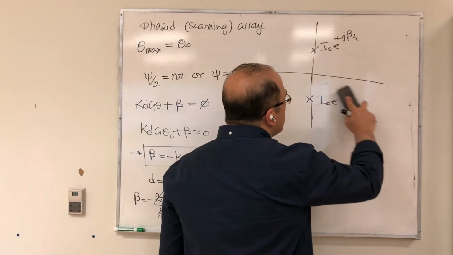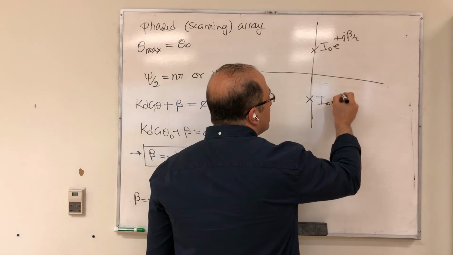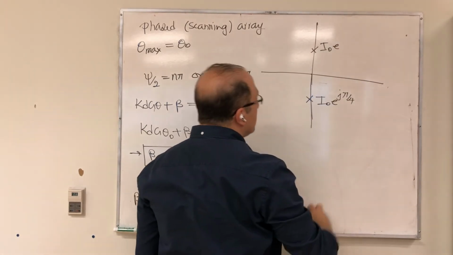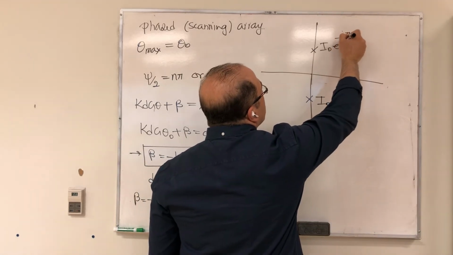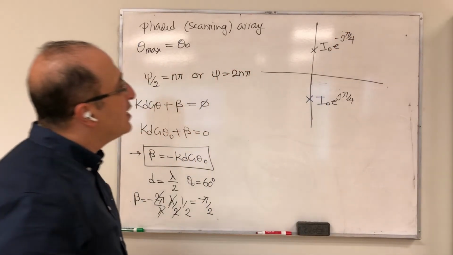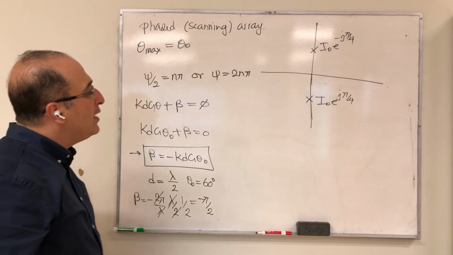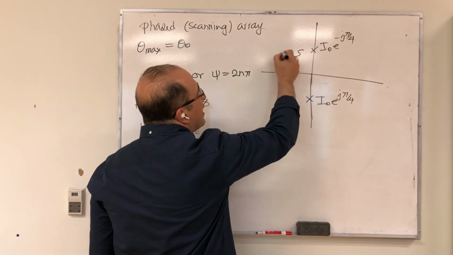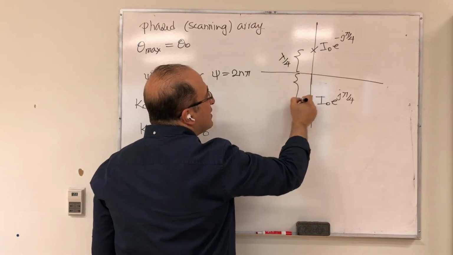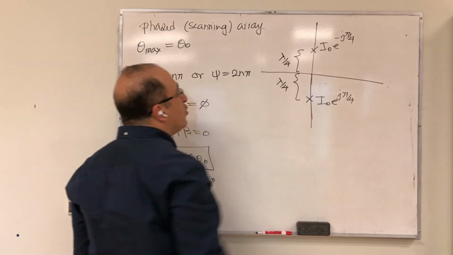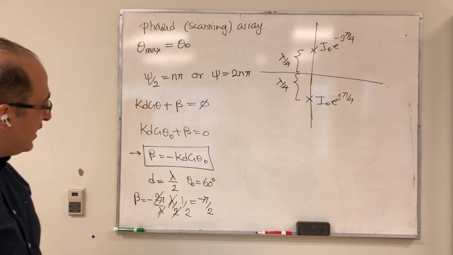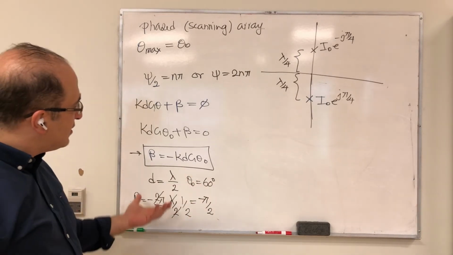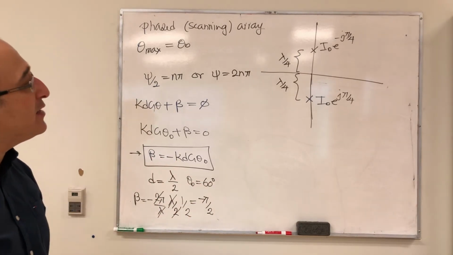So this becomes plus jπ/4, and this becomes minus jπ/4. So this is what I have. And I know that the separation is λ/2, so this is λ/4, and this is λ/4, so that in total they become half a wavelength. Now let's check θ equals 60, and make sure that with this β, I actually get a maximum at θ equals 60.